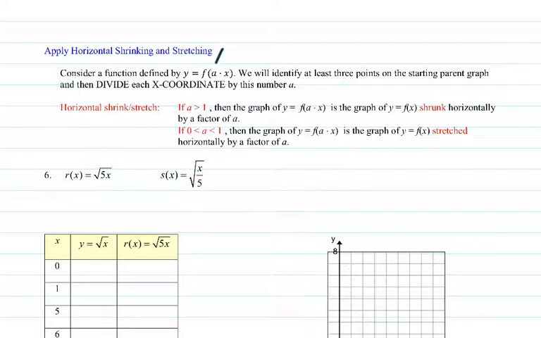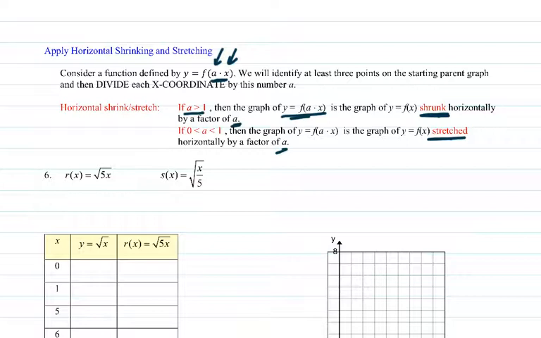First off, the scalar is inside the parent function. It is being applied to the x values. Okay, so if A is greater than 1, then the graph of this function is shrunk horizontally. And if A is between 0 and 1, then the graph is stretched horizontally. Okay? And it's by a factor of A each time.